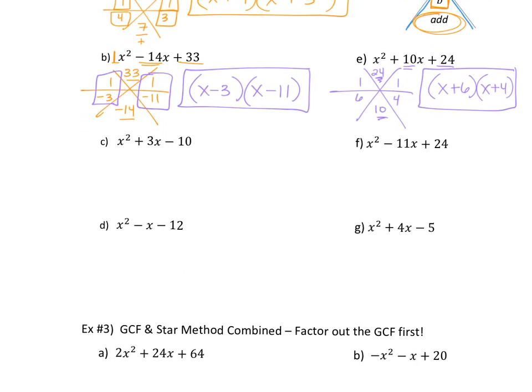Okay, jump back over to C here. For this one, if we set this up as a star, I have negative 10 on top and 3 on bottom. These will be 1s still because there's no A term out in front. What can I multiply to get negative 10 that I can add to get 3? Well, 2 times 5 is a positive 10, so if I make one of those negative, I would do a positive 5 and a negative 2. If I add those together, I get 3. So my answer is x plus 5 times x minus 2.